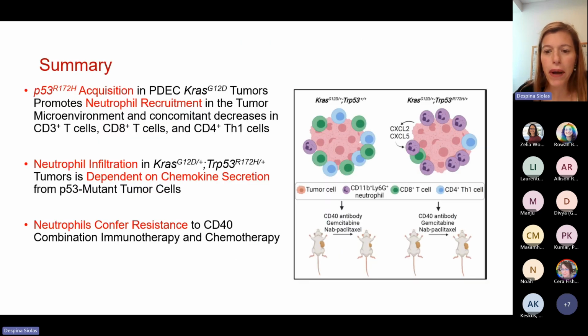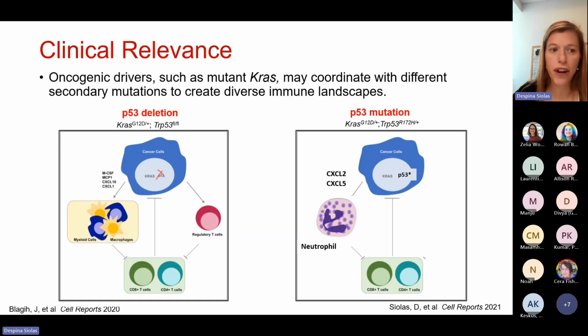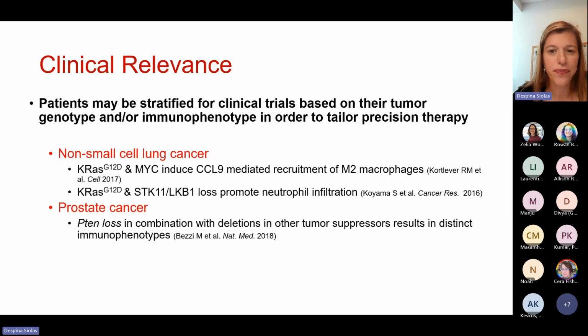So although this has been published, it brings together genetics and genomics with immunity and immunotherapy. It was interesting because there was another paper that showed that a p53 deletion gives you a different immune microenvironment. So that was kind of interesting to see.